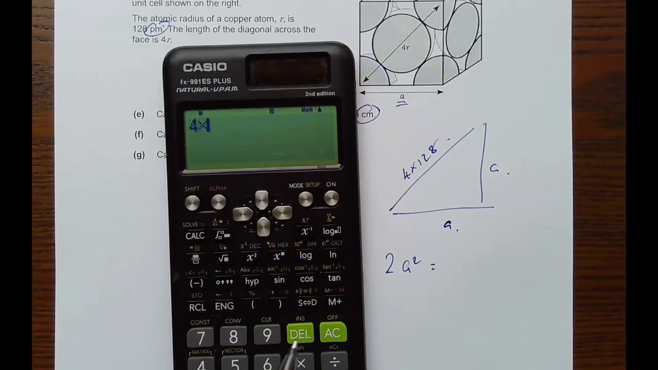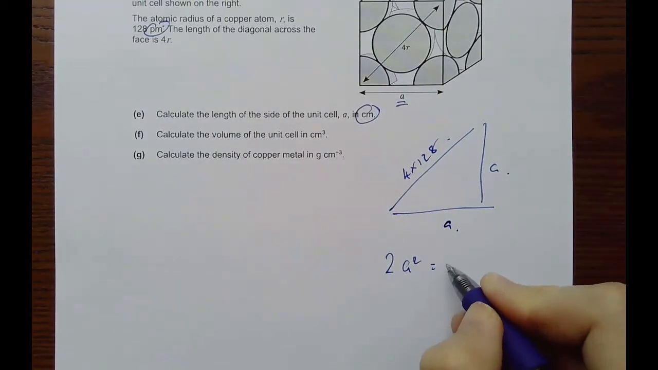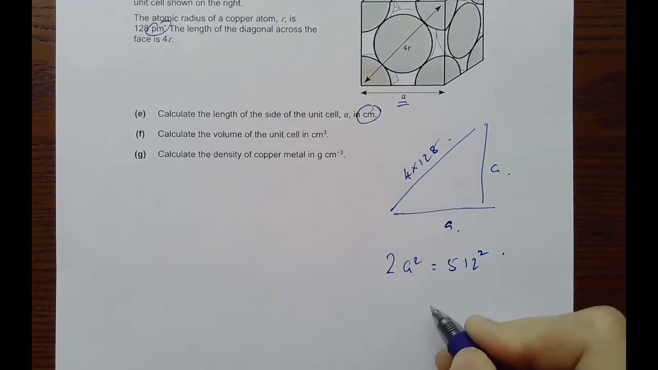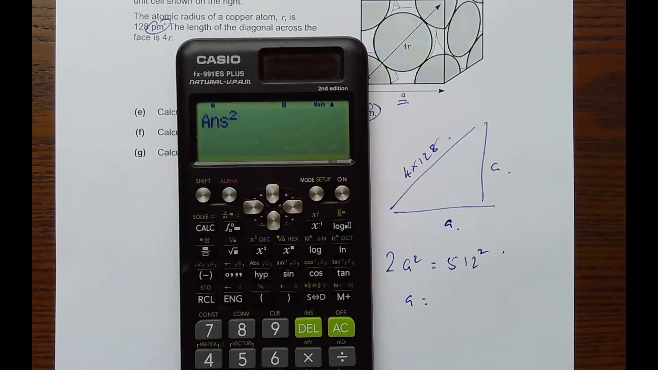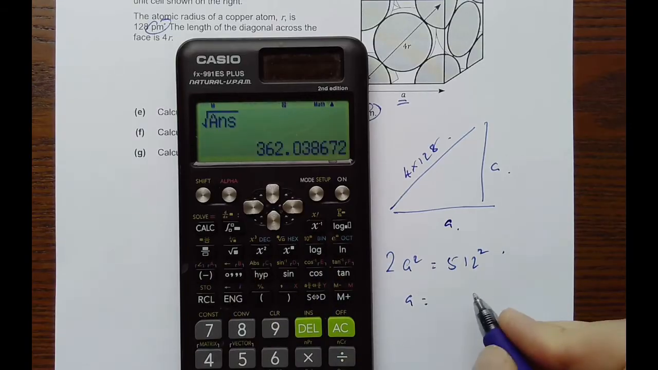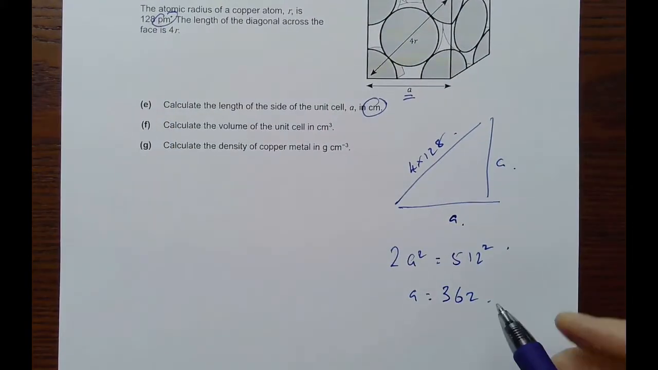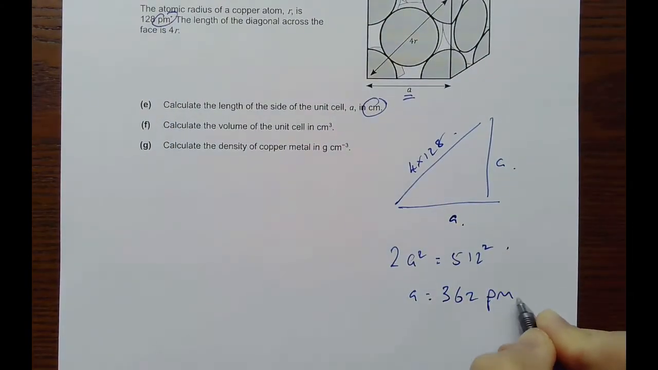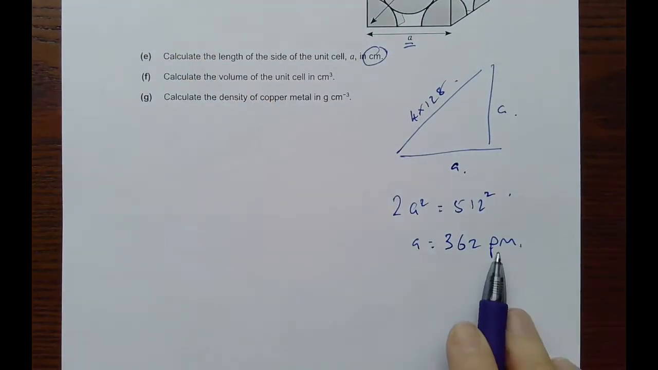I can't do that in my head. 4 times 128, 512. 2A squared equals 512 squared. So A equals 512 squared, divide by 2, take the square root, I get 362. Okay, now 362 is picometers, because I didn't change from my picometer up here. So I now need to put that into centimeters.